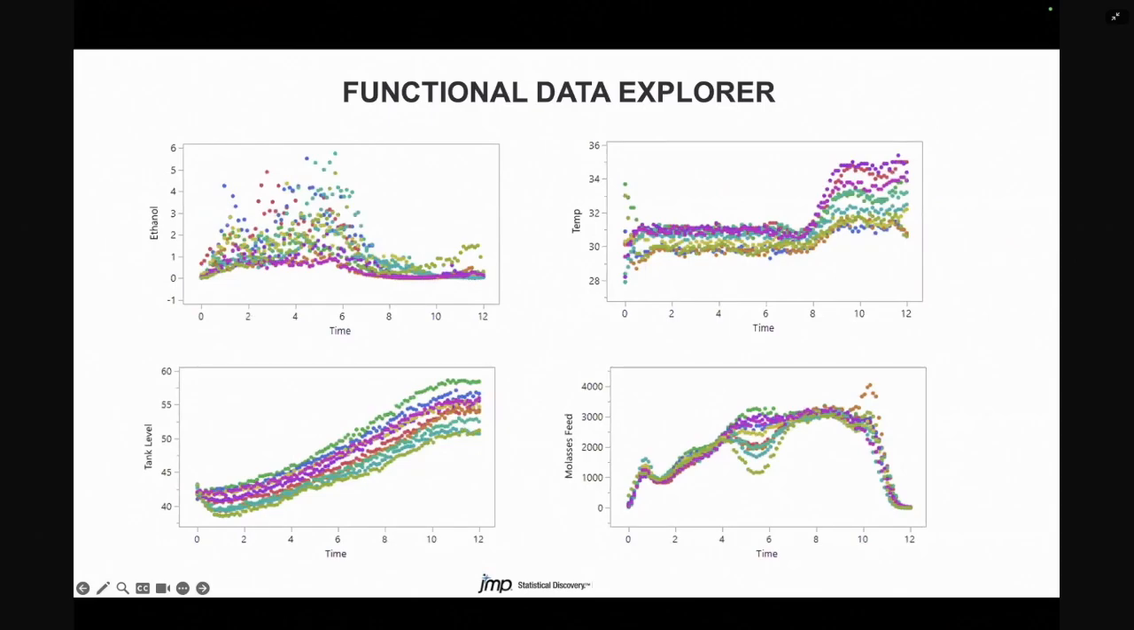Here's another data set where we have multiple output sensor streams. This is from a fermentation process in drug manufacturing. So here we have some profiles of an ethanol amount, a temperature, a tank level, and a molasses speed over time. And we were able to use these as inputs to a machine learning model to predict a critical quality attribute. So we were able to analyze these functions, decompose them into some summaries, and predict a yield measurement.